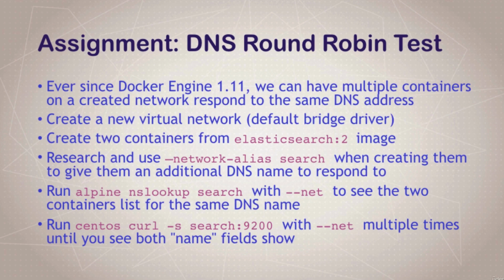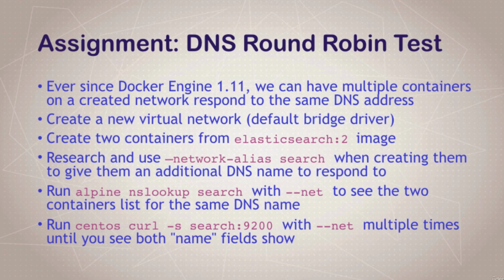And then after you've got both of those containers resolving to the same search name, you can actually use the curl command to get a quick output of the Elasticsearch server. And this is a little trick with Elasticsearch and why it's good to use in this demo. The curl command actually comes with the CentOS image, so it's easy to just use CentOS in this case instead of Alpine or Ubuntu.